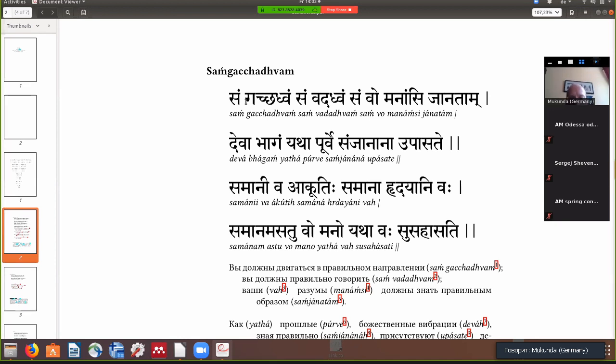Then this next letter is the ga, and always the a is included. If you don't see anything further, a short a is always included.